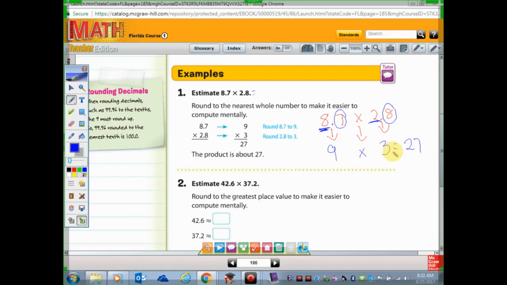Right here I have an equal sign. When you're working with estimation, that equal sign is going to become a squiggly equal sign that shows you that it's approximately, it's an approximation that you are estimating, that you're not finding an exact answer.